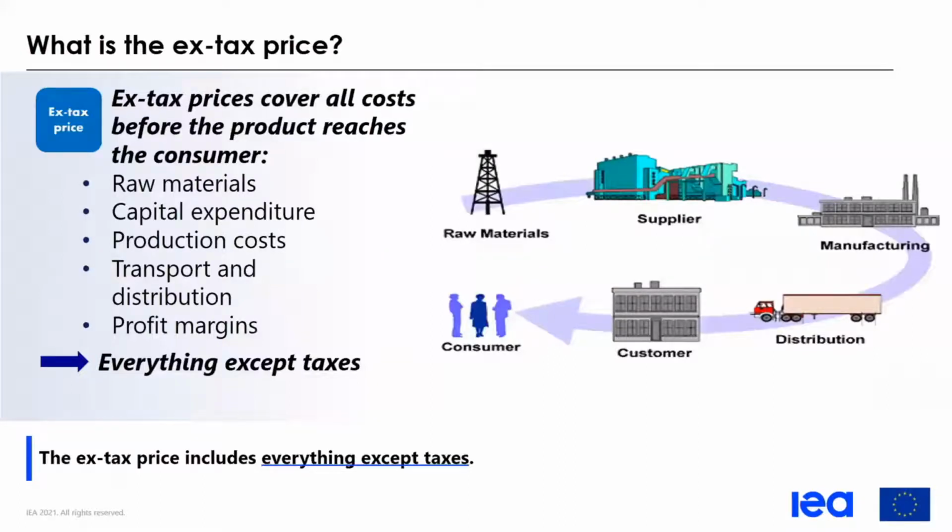The ex-tax price includes all the costs incurred for producing the final product throughout the supply chain, except taxes. This includes the cost of raw materials, manufacturing costs, distribution costs, and profit.